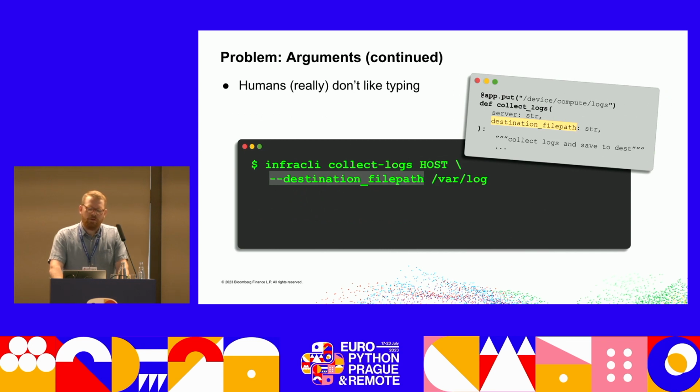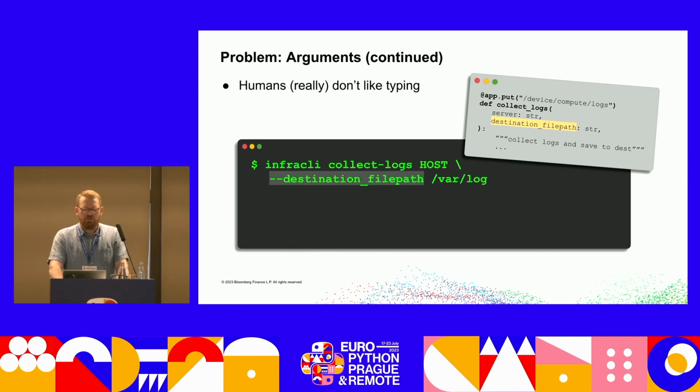Staying on the topic of arguments, we noticed another unfortunate consequence of mapping API arguments directly to the CLI. It's often handy and good code hygiene to have descriptive variable names in your code. Here on the right, we have an API endpoint that collects logs for a given server and saves them to a file system. To represent the log file destination, we have a descriptive variable called destination_filepath. While this variable name might be helpful to programmers, it's an awfully long and cumbersome CLI flag to type, not to mention that the use of underscores in CLI flags doesn't follow POSIX conventions.